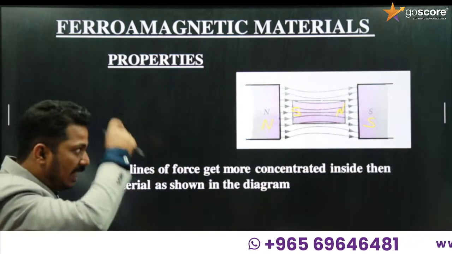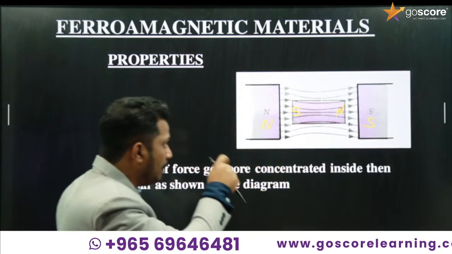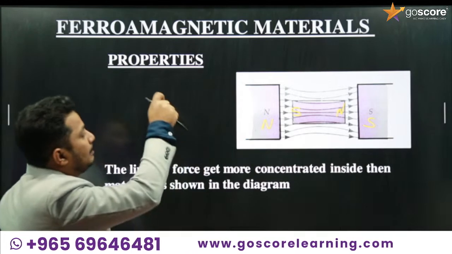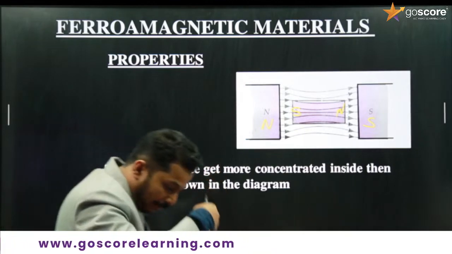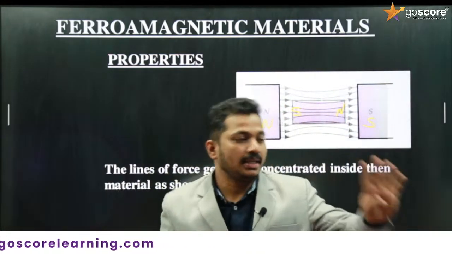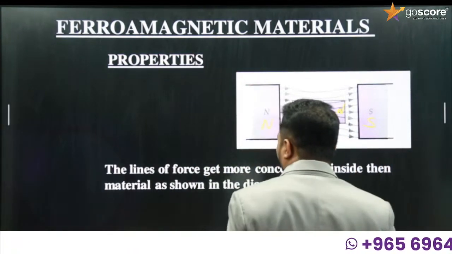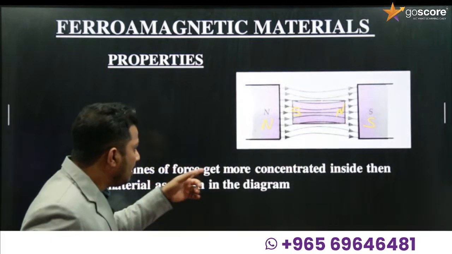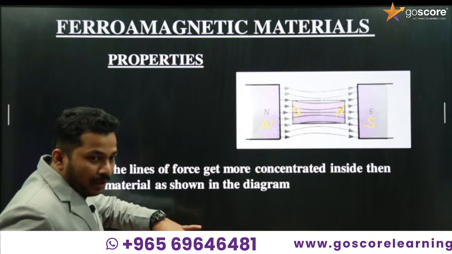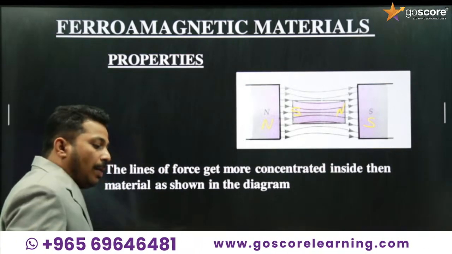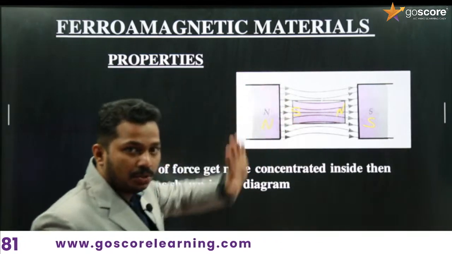Okay, so by seeing the behavior of field lines in an external magnetic field, we can predict whether the material is diamagnetic, paramagnetic, or ferromagnetic. How can we predict? Before going to that, the lines of force get more concentrated inside the material compared with the surrounding area. The field lines of force prefer to pass through the material, and will be more concentrated inside the material compared to the surrounding air.